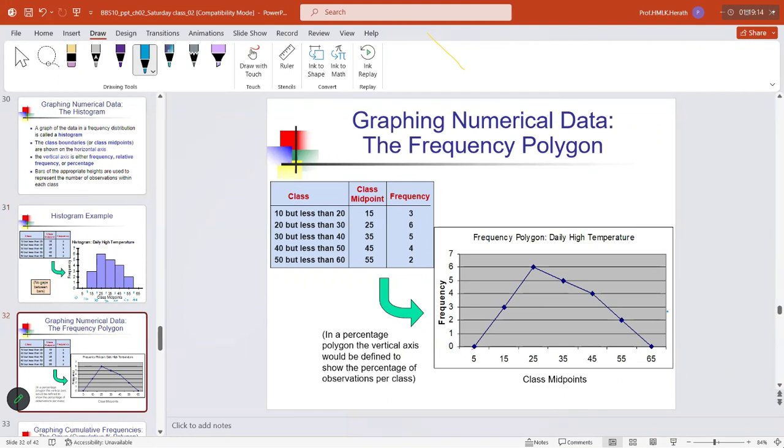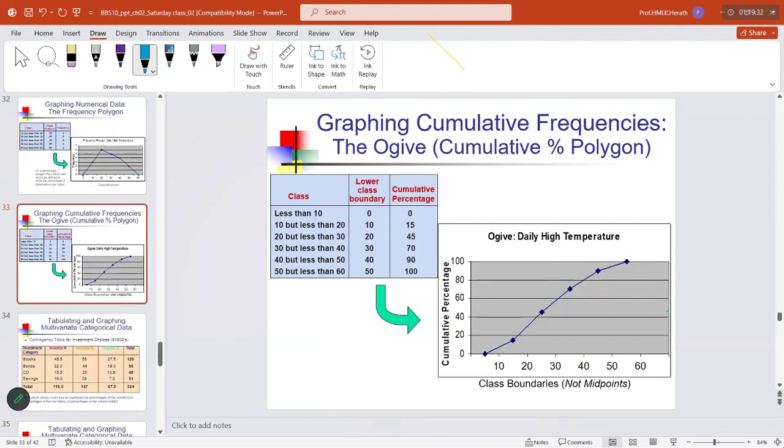So it is called a cumulative polygon. We use class midpoints for this purpose. Sorry, this is a frequency polygon, right? And if you use the cumulative frequencies in a graph like this, it is called a cumulative frequency polygon, which is called an ogive.